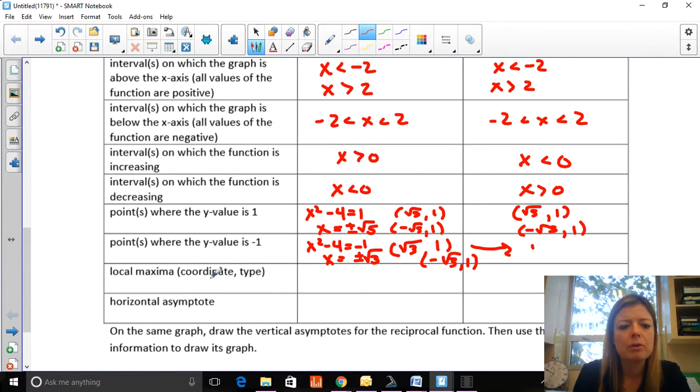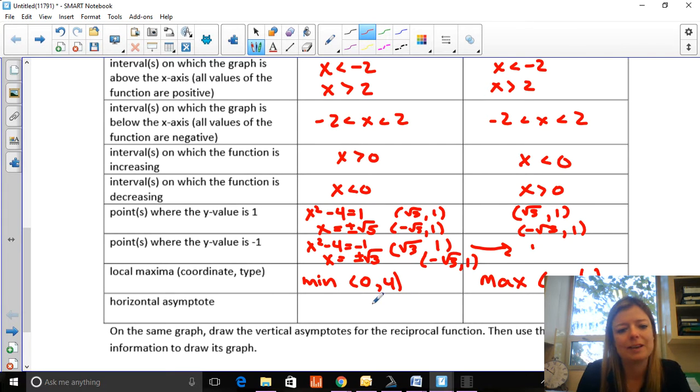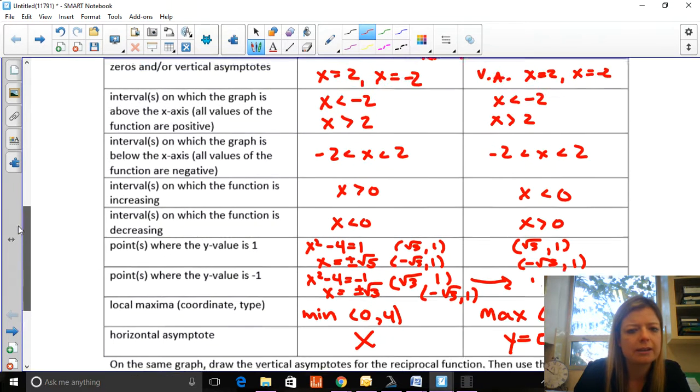My local maxima: notice that the quadratic has a minimum at (0, -4), so my other function will have a maximum at (0, -1/4). Resist the temptation to switch the two coordinates. That's not reciprocals, that's inverses, where you switch x and y. With reciprocals, you take the y value and flip it upside down, so be careful. There are no horizontal asymptotes on my quadratic, but reciprocals of quadratics will always have a horizontal asymptote at y equals 0. Okay, so let's go up here and sketch this now.